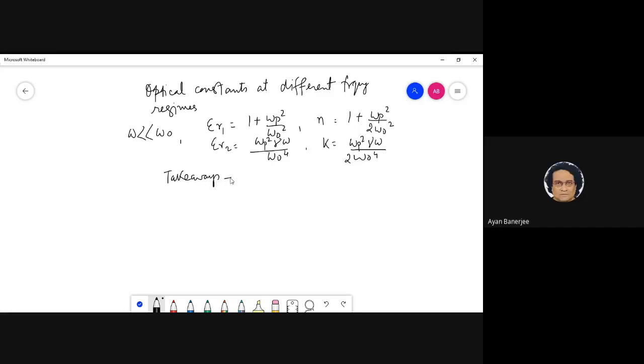So the takeaway is very interesting. This is almost constant, independent of your omega. This is almost constant, like a DC. Very, very interesting, right? And epsilon r2 tends to 0 as omega tends to 0. There's no loss. It's completely transparent. There is absolutely no absorptivity.